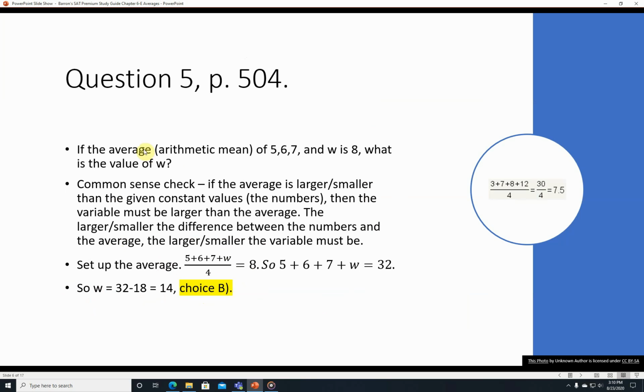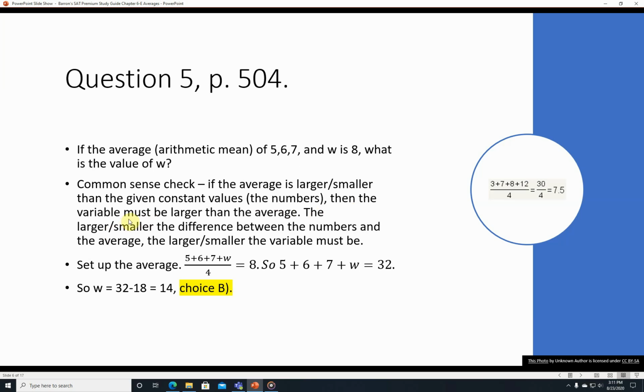Question 5, page 504. If the average or arithmetic mean of 5, 6, 7, and W is 8, what's the value of W? Well, common sense check. The average is larger than the given constant values, that is the 5, the 6, and the 7, but the average is 8. That means W, the missing value, the variable, has to be larger than the average, because otherwise it can't average out to this, because all the other values are lower. So the variable must be larger than the average.